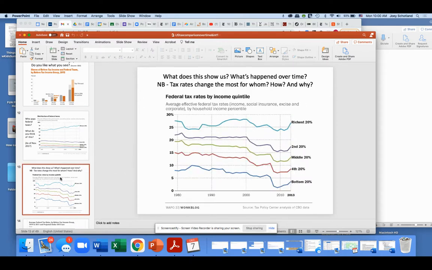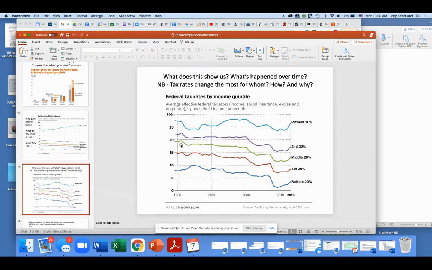Here are the changes over time. So what has happened to federal tax rates on the bottom 20%? Over time, federal taxes on the poorest 20%, have they gone up or down? Let's look at the richest 20%. Have federal tax rates on the richest 20%, would you describe this as going up, going down, or more or less flat and unchanged? Here you see the middle class.